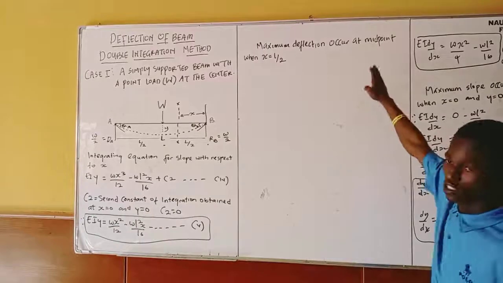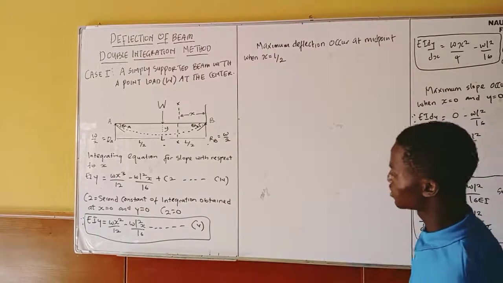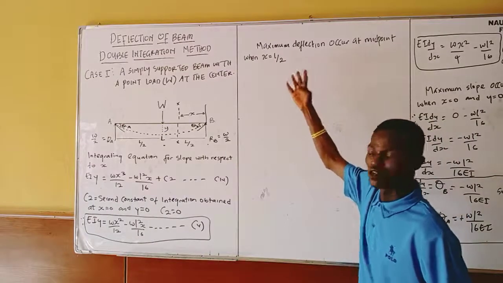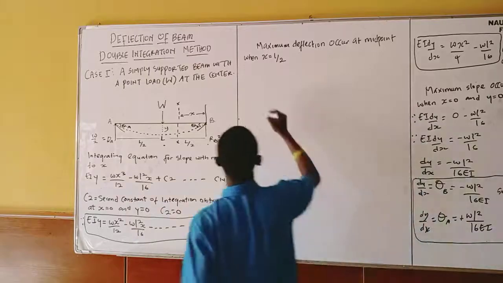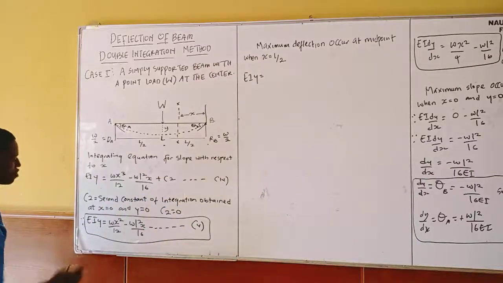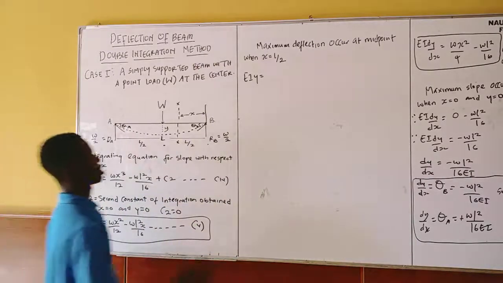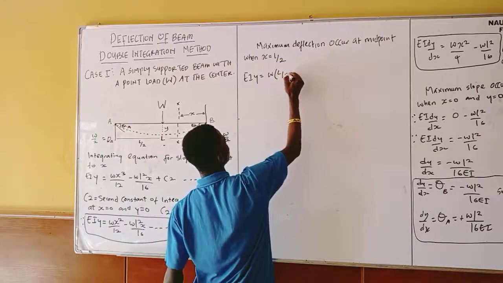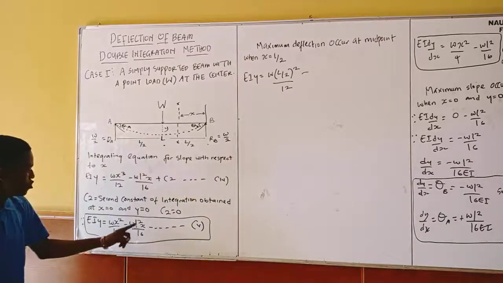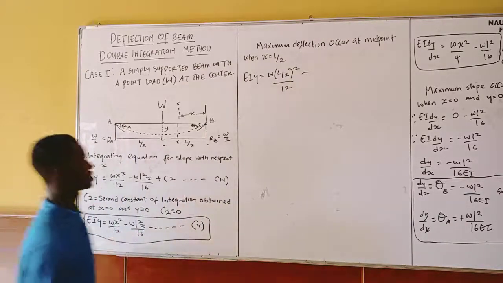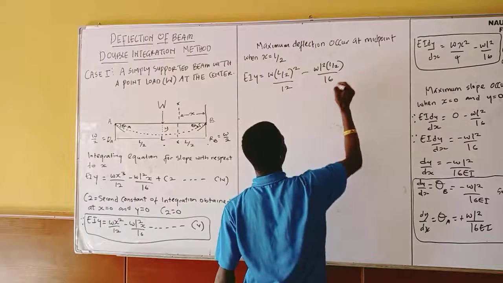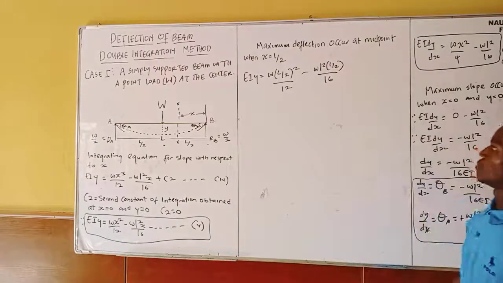Maximum deflection occurs at the midpoint when x equals L over 2. So anywhere I see x, I will just substitute L over 2 in this equation. So I'm going to have EIY equals WL square over 12, and I know that my x is L over 2. So I'm going to have WL over 2 square over 12, minus WL square x, which is L over 2, over 16. That is WL square, L over 2, over 16. So I think this is what I'm left with.